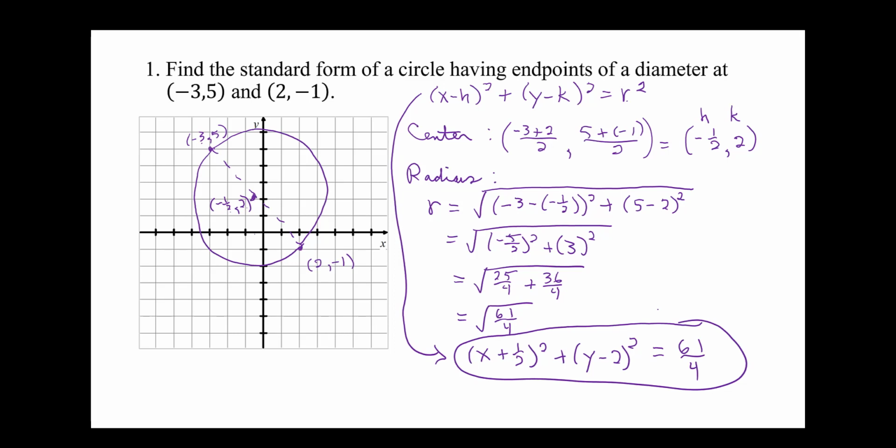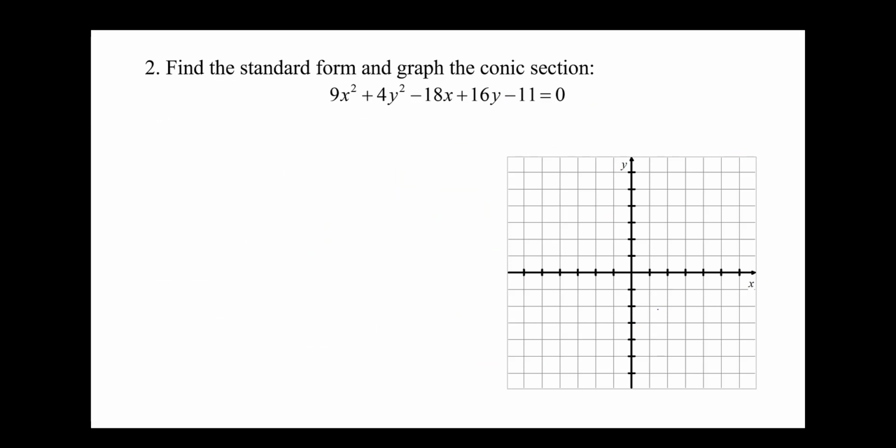All right, so let's go ahead then and look at our next problem of the day. We're moving on to looking at an equation of a conic section, and we're going to take this equation and put it into standard form. So the equation we have here is 9x squared plus 4y squared minus 18x plus 16y minus 11 equals 0.